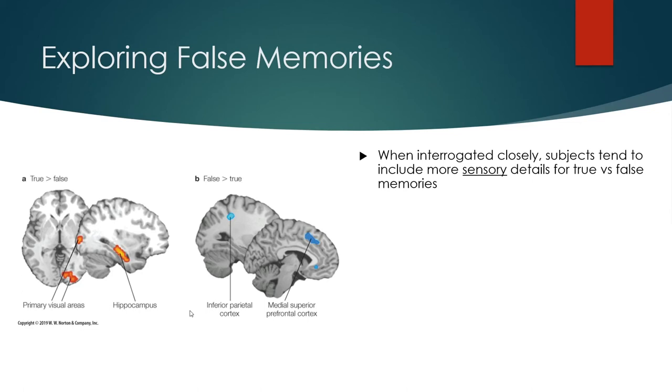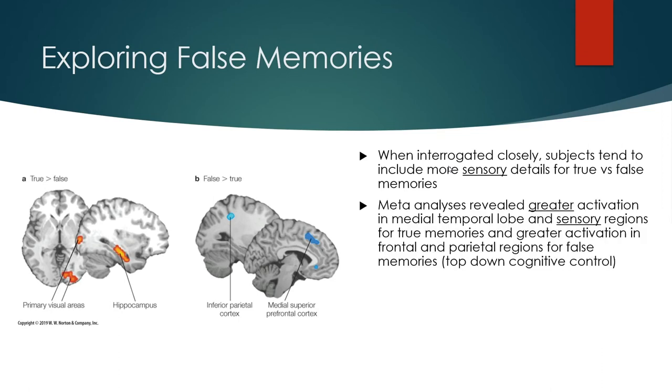But when they really started to dig in and ask them more about the story and about what happened, they started to see that the memories that were real tended to have a lot more sensory details, versus the false ones, the ones that the researchers were getting them to believe were real. If the memory was in fact a real one versus a false one, they tended to provide a lot more detail about how it felt, what it smelled like, if it was hot, if it was cold, those kinds of things.